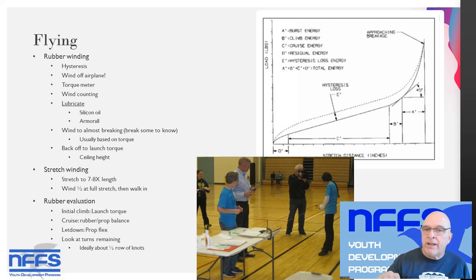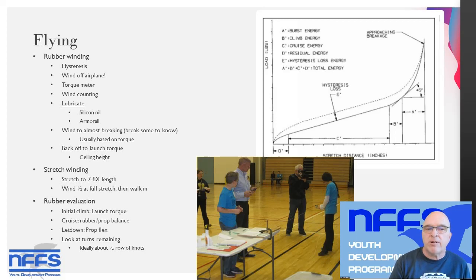If we instead wind to breaking, let's say breaking is at 1.2 ounce inches, and then we unwind to our launch torque, we can fit as much as twice the amount of energy into the rubber, twice the number of winds, as if we just wound up to the launch torque. This is called hysteresis. So you want to wind to maximum torque just before breaking, and you will break a lot of rubber before you figure out where it breaks. A torque meter is critical during this, and wind counting is critical.